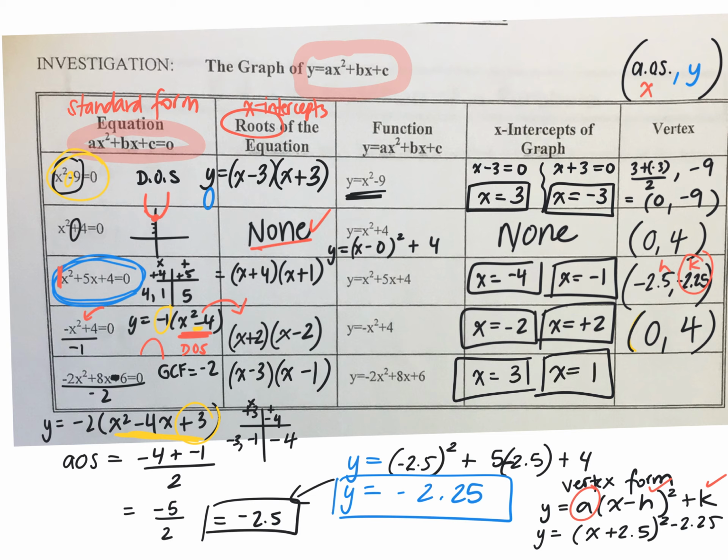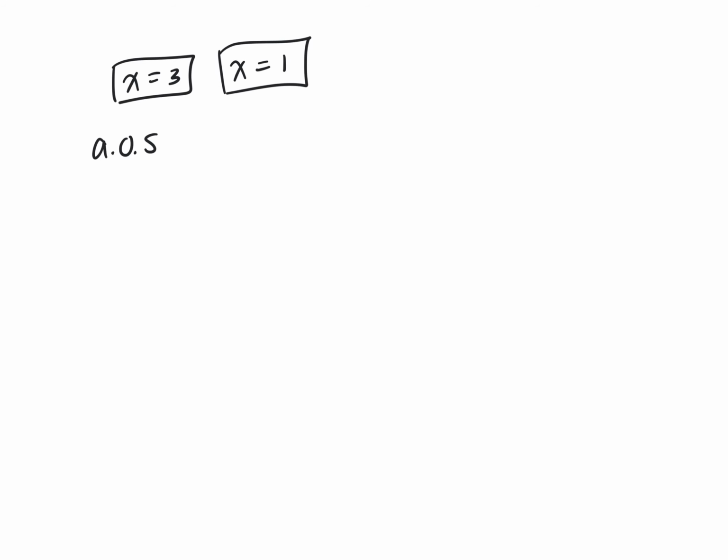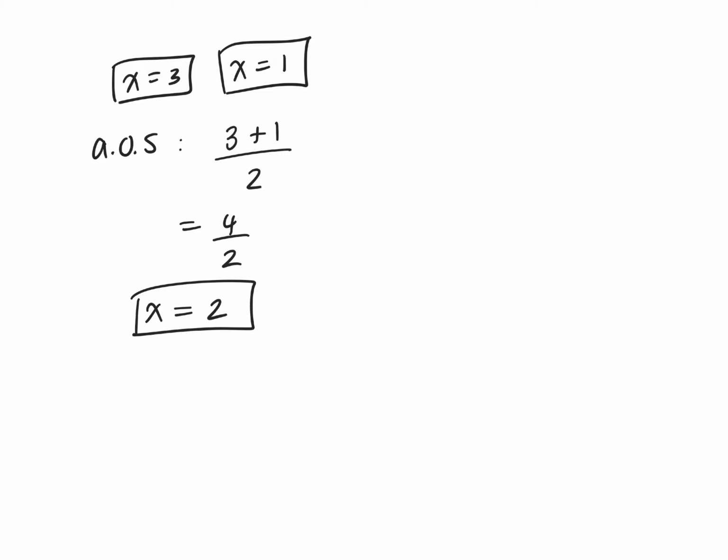Now for this one, the original question was written in standard form. When we factored it, we still don't know the vertex, so what are we going to do to figure out the vertex for this one? Find the axis of symmetry, okay? So we're going to find the axis of symmetry by using the two x-intercepts. Add them together and divide by 2. So the axis of symmetry is x equals 2, which gives us the x coordinate of the vertex.